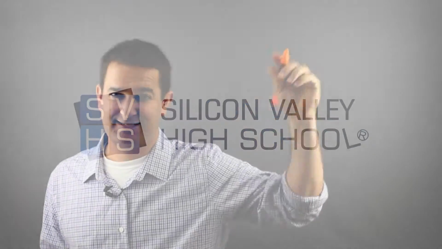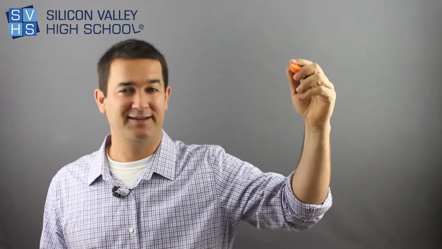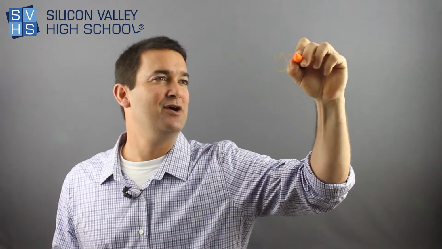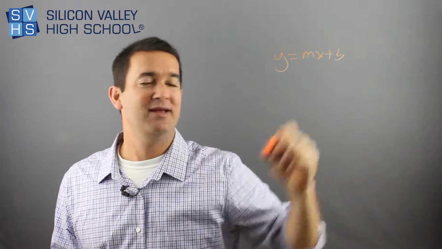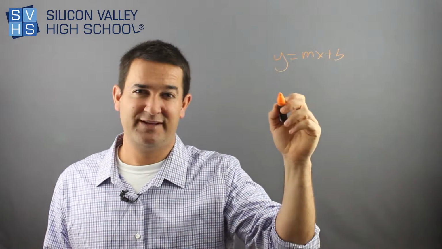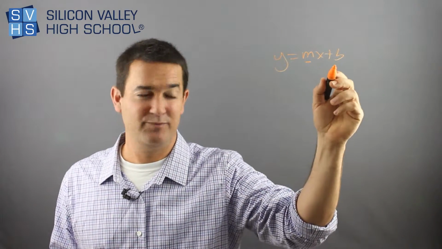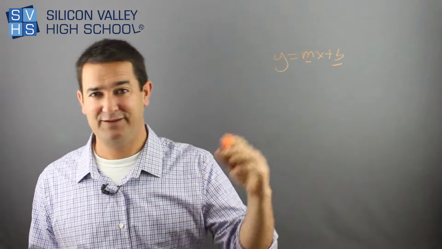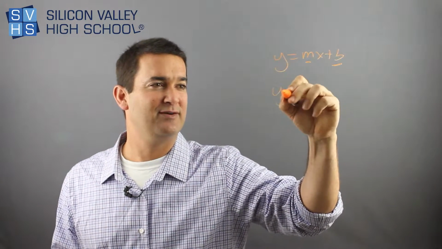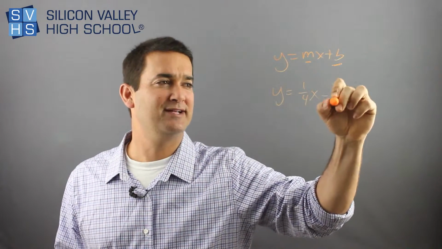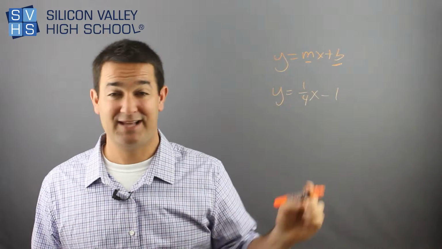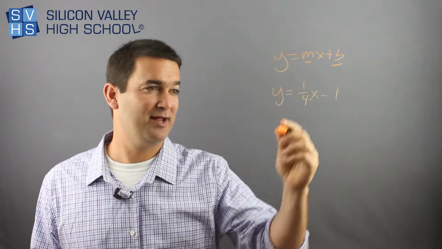Graphing inequalities is the same kind of as graphing equalities, which is normally like the equation of a line, y equals mx plus b. The only difference is, and remember from previous videos, that m is the slope and b is the y-intercept, and you would graph it. Let's do a quick example. Let's say you had y equals 1/4 x minus 1, for example. And again, this is not graphing inequalities. This is graphing normal lines.